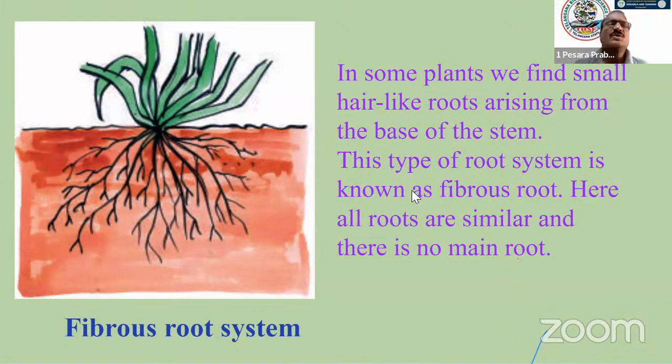Okay. So, this type of root system is called as fibrous root system. In this fibrous root system, all the roots are similar. There is no difference between one root to the other. All are hair-like. This is the fiber-like. So, fibrous root system. Right? So, up to this, we discussed about two types of root systems. First one is tap root system and this one is fibrous root system.